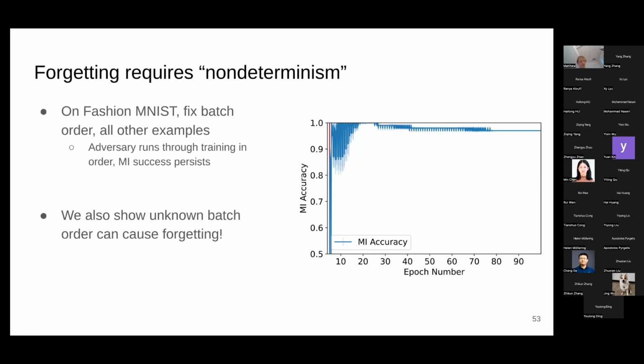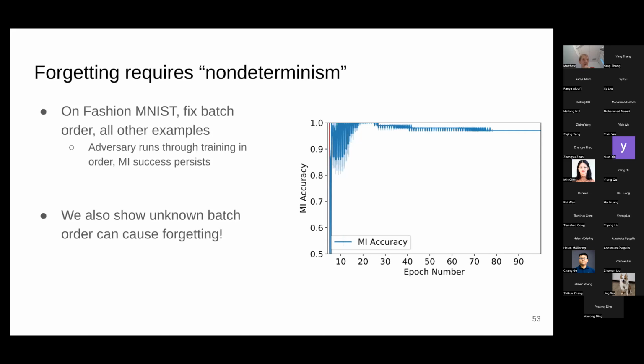And we actually have some theoretical discussion showing that if you don't have a known batch order, if the adversary doesn't know exactly all of the examples and exactly the batch order, this can cause forgetting in a very simple case in an SGD on mean estimation setting.